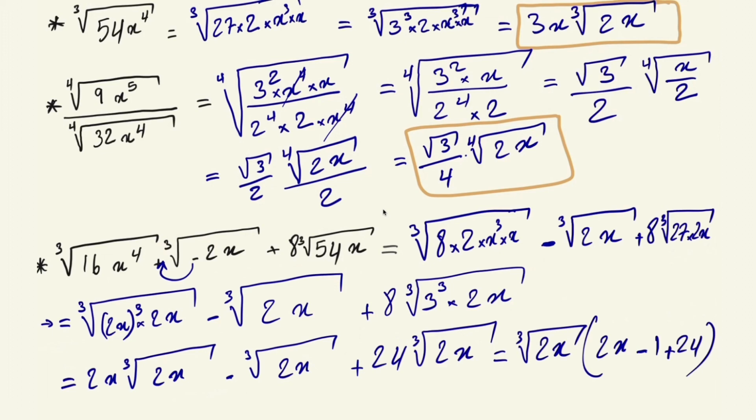So what we're going to get, change another color, is going to be just something like this, 2x times 2x plus 23, and this is the answer. And this is the answer here. You can't simplify more than that.